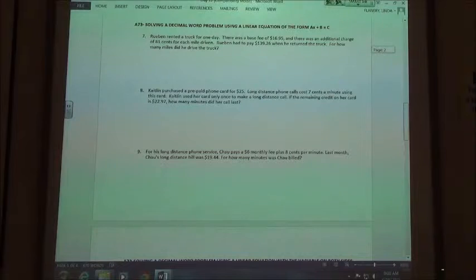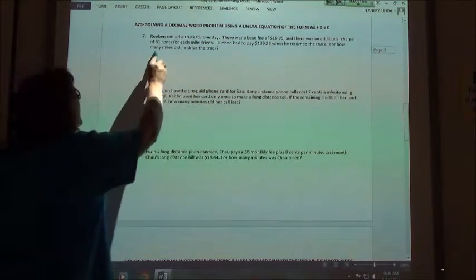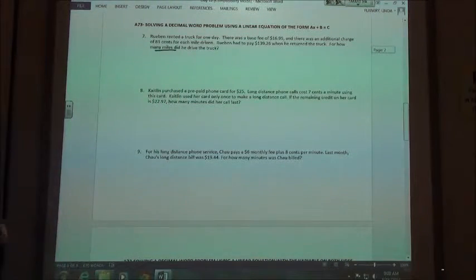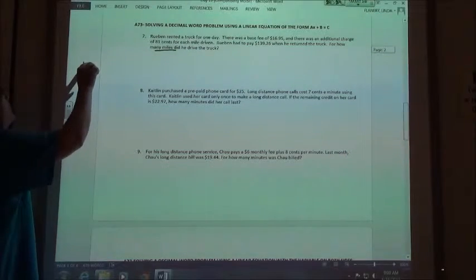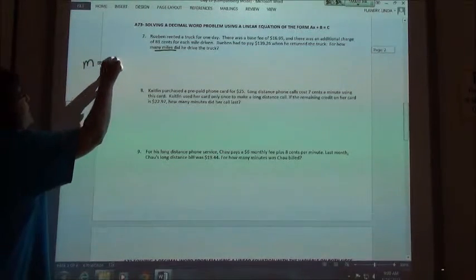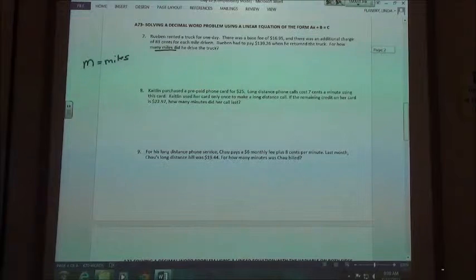Reuben had to pay $139.26 when he returned the truck. For how many miles did he drive the truck? So the question is asking me, how many miles does he drive the truck? I like to use variables that make sense to me. So I'm going to use M for the miles. Alex probably puts an X in there. You can use whatever variable you want, but I'm going to use M.